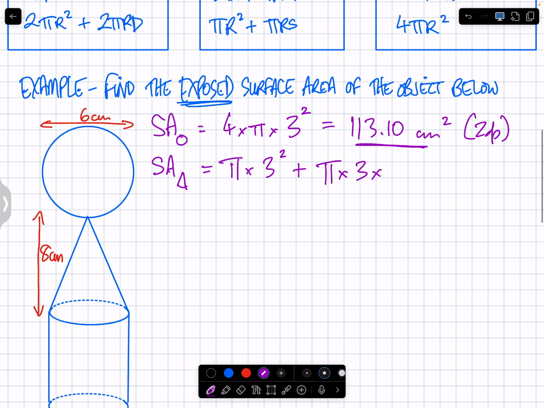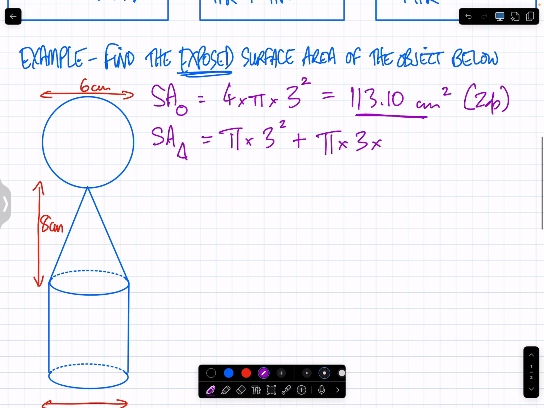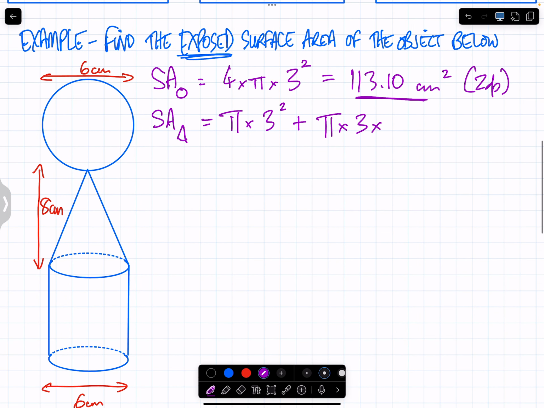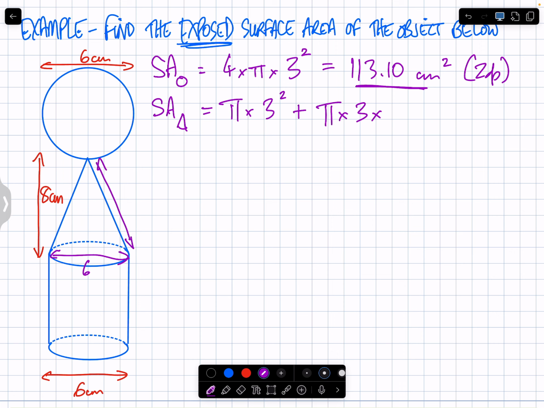Our problem is we don't have S. We know how tall that cone is. We know how wide it is across there. But do we know the slant height? No. What guide do we use? Pythagoras. So you bring it down to the middle. That's going to form a right angled triangle. Half of that's going to be 3. So it's going to be 3 by 8.